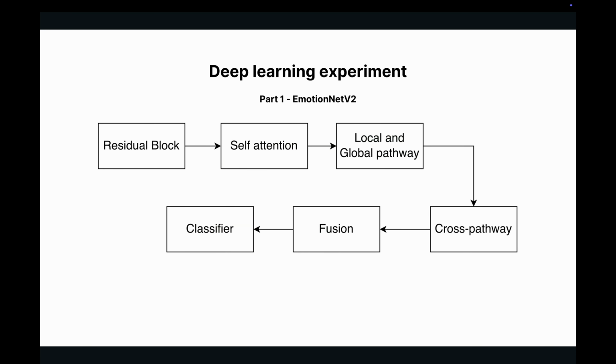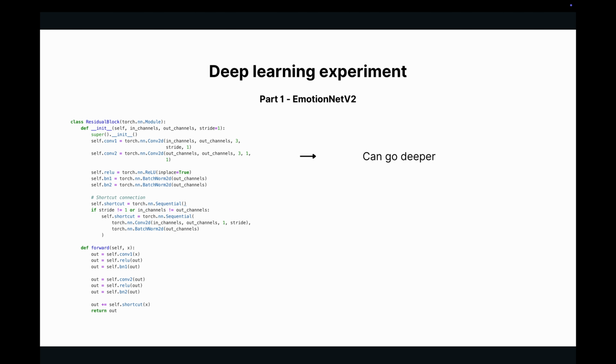EmotionNet v2 is more complex. First, the residual block helps with overfitting and efficiency. Second, the self-attention module is used for attention mechanisms in different parts of the network. Lastly, we'll learn about the other layers and see how they are initialized. The residual block allows the network to go deeper without the vanishing gradient problem, similar to batch normalization. This is more efficient because we can go deeper rather than wider.